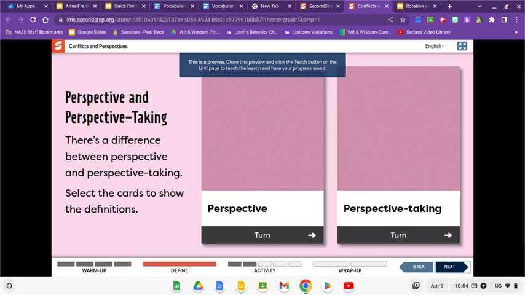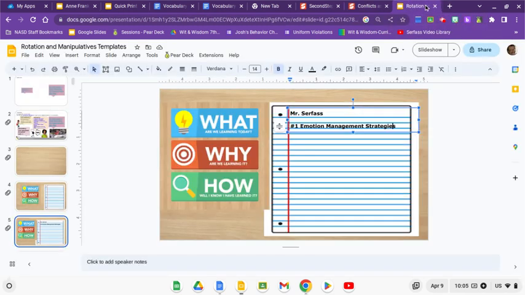Perspective and perspective taking. There's a difference between perspective and perspective taking. First, let's write down these two terms, perspective versus perspective taking. That'll be our number two. Number two, perspective versus perspective-taking.